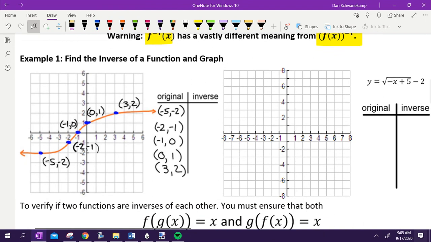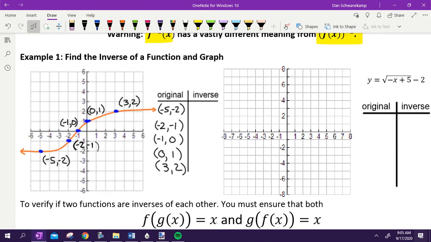All right, let's graph it. So this orange line right here, is that a function? Is it one-to-one? Then we can find its inverse. If those two things are true, it passes the vertical line test and it passes the horizontal line test. I gave you the ordered pairs, -5, -2. We're going to find the inverse of -5, -2. What would the inverse of that be? -2, -5. With your neighbor, find the 5 inverse ordered pairs and then graph them. See what it looks like.